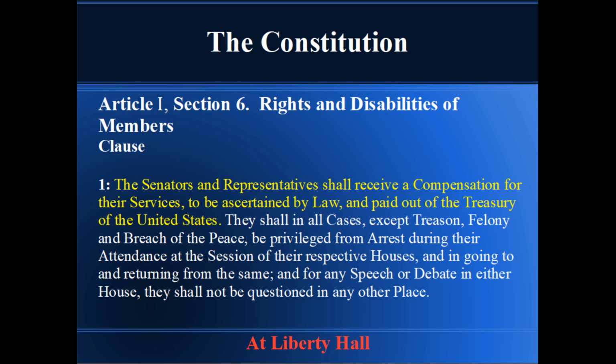Clause 1. The senators and representatives shall receive a compensation for their services, to be ascertained by law and paid out of the Treasury of the United States. They shall in all cases, except treason, felony, and breach of the peace, be privileged from arrest during their attendance at the session of their respective houses, and in going to and returning from the same. And for any speech or debate in either house, they shall not be questioned in any other place. The section in yellow was changed by the 27th Amendment.